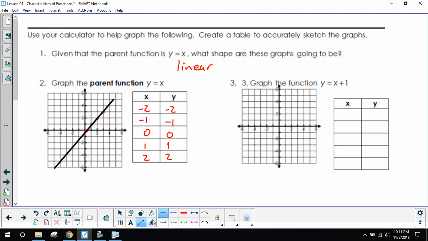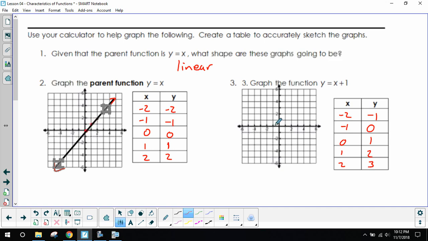Now, the whole point of this is to show you where we're starting. I need you to see what happens when we add that 1 to it. Watch this. Negative 2 plus 1 is negative 1. Negative 1 plus 1 is 0. 0 plus 1 is 1. 1 and 1 is 2. 2 and 1 is 3. Okay, that's going right here to these points. Still, the slope's 1 over 1.